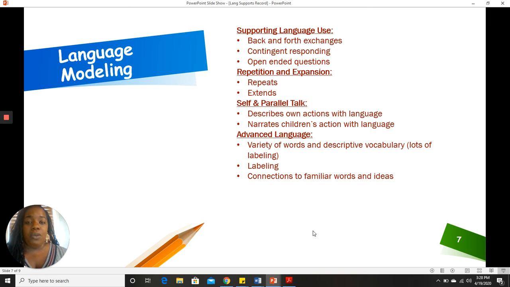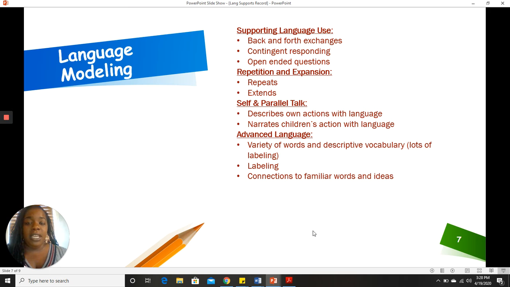The fourth and final component is advanced language, and that looks like using a variety of words and using descriptive vocabulary. If you remember earlier, I talked about the black remote control. You want to use color references. You want to use spatial references. If that black remote control is on top of something, then you want to say that. Can you get me the black remote control that's on top of the table? It might seem like that's a lot of words for a small child, but you try it and see how many they actually understand, especially when you start talking to them more and more in that way.